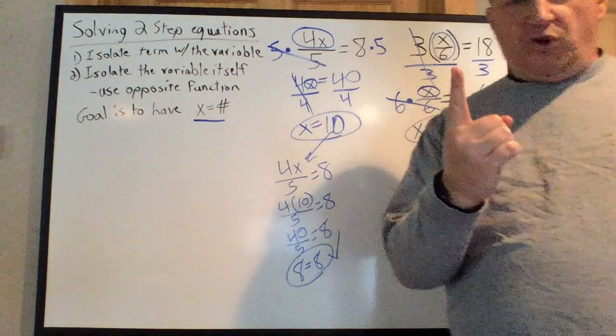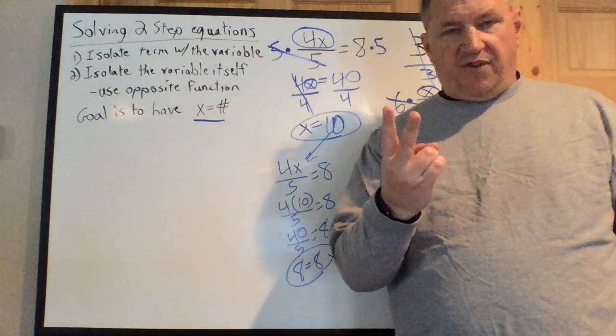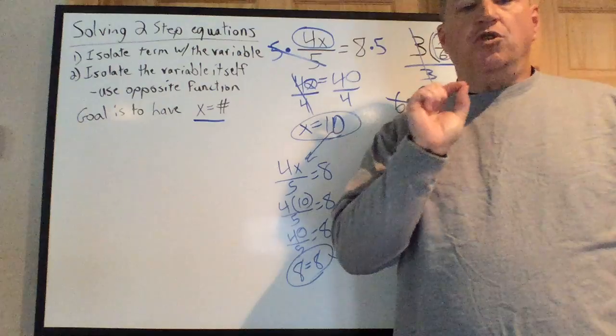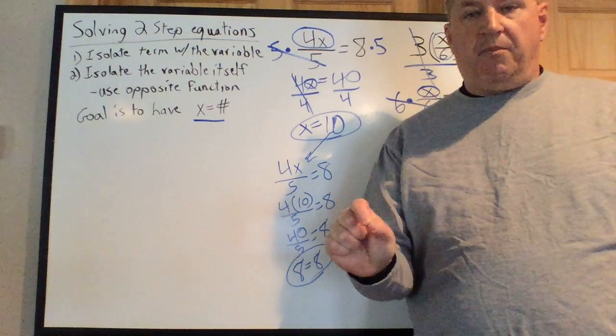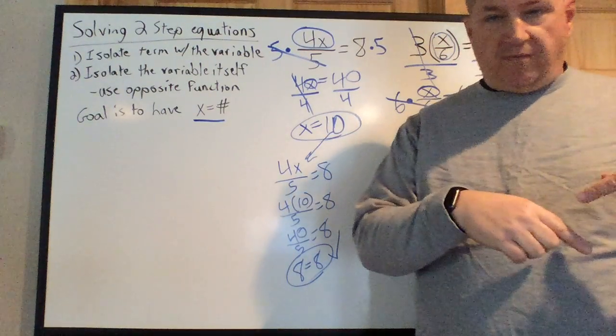Isolate the term with the variable in it first. Isolate the variable itself in the second step. Use opposite functions, same number. Undo what the problem is trying to tell you to do.